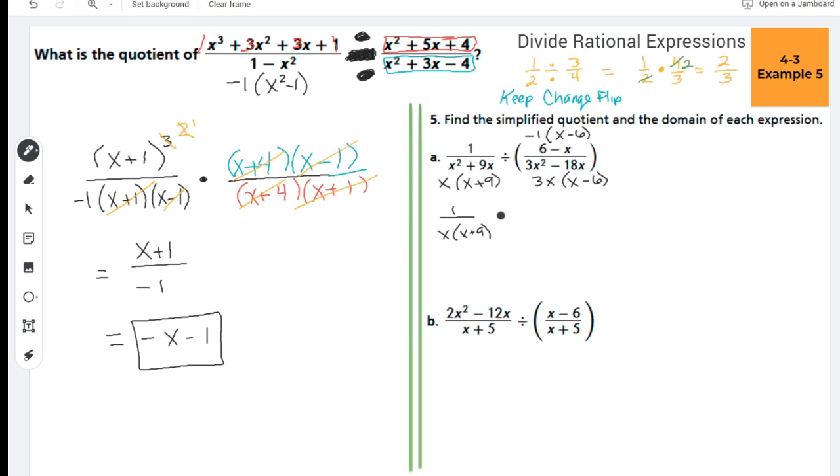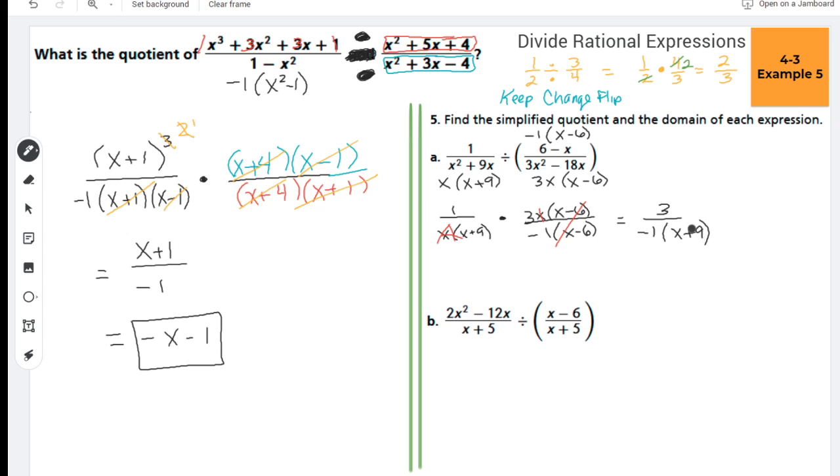I'm going to change from division to multiplication, and then I'm going to flip this fraction upside down. So the 3x times x minus 6 comes to the top, and the negative 1 times x minus 6 comes down here to the bottom. And so now I need to start canceling out the stuff that matches. So the x minus 6 are pretty easy to see. And then I have an x and an x here. I canceled that out. So here we go. Up here in the numerator, all that's left is a 3. And down here in the denominator, I have a negative 1, and then I have an x plus 9.